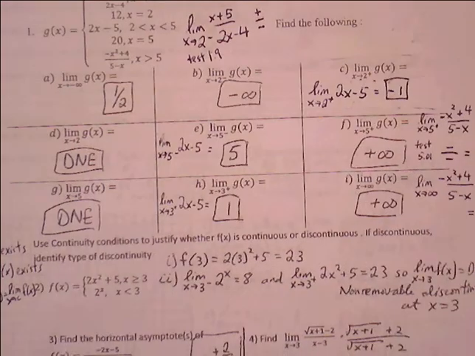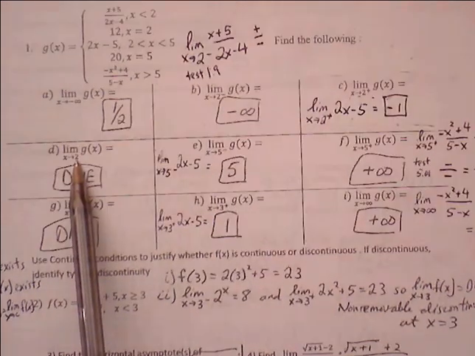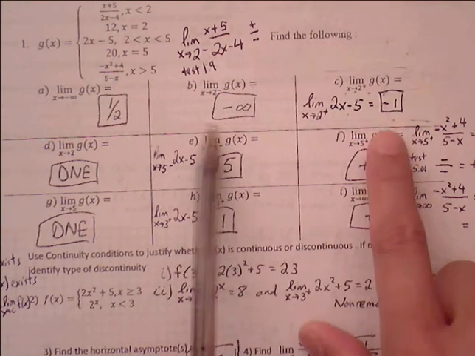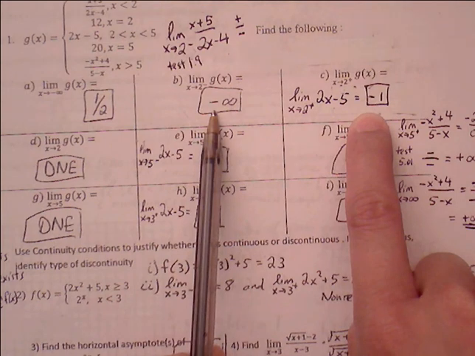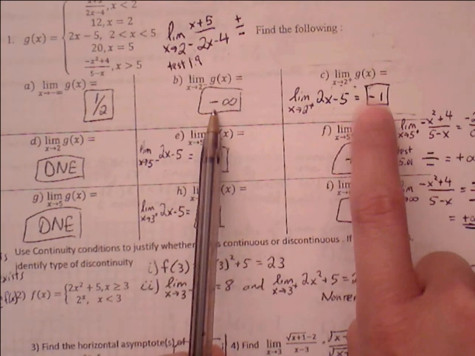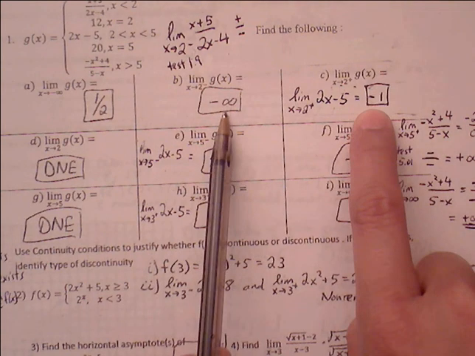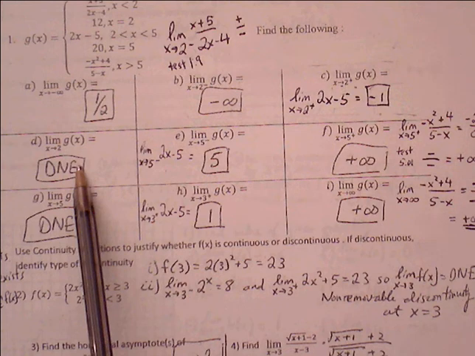Okay, part D, limit as x approaches 2. In order for a limit to exist, one-sided limits from either side of 2 must agree at the same y value. We actually have found that from part B and C. So part B, approaching 2 from the left side of 2 is going to negative infinity. From the right side of 2 is approaching negative 1. These do not arrive at the same y value, so therefore the limit does not exist.